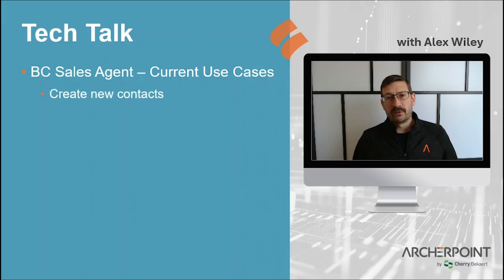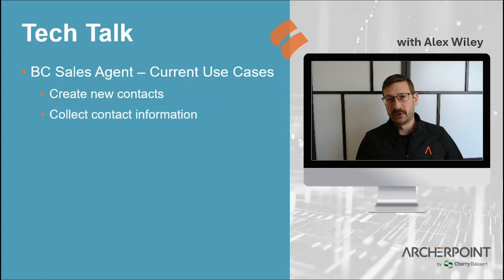So the current use cases really are, the first thing that it can do is it can create new contacts for you. And when you have a new request, if that person sending the request in is not already a contact in Business Central, it can create that information, and it will do that by asking for specific information. So getting names and email addresses, things like that.